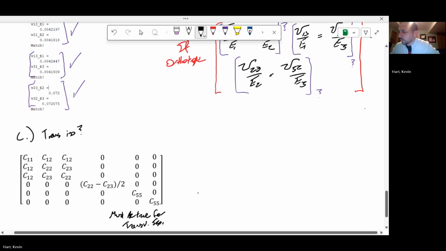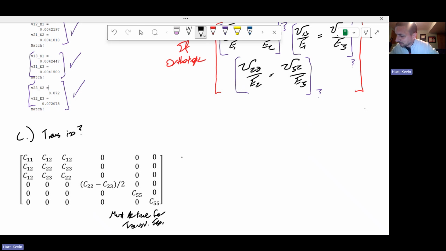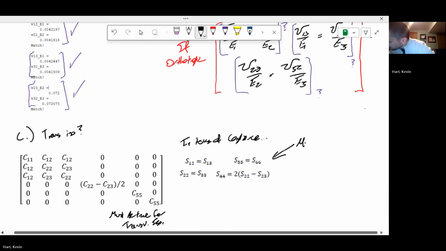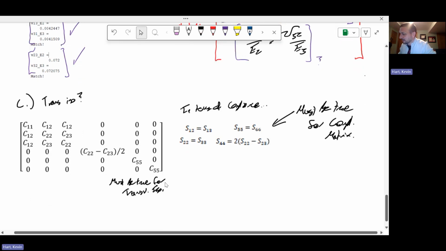Okay. We don't really have the stiffness matrix. We have the compliance matrix. So in terms of compliance, it's a little bit different. And this is going to be in your equation sheet. So if it's transversely isotropic, you must have the following be true. So this must be true for the compliance matrix. All right, so we just need to check these conditions.